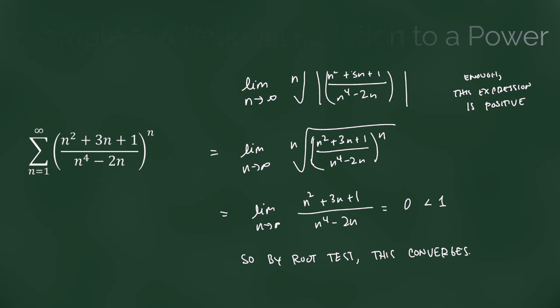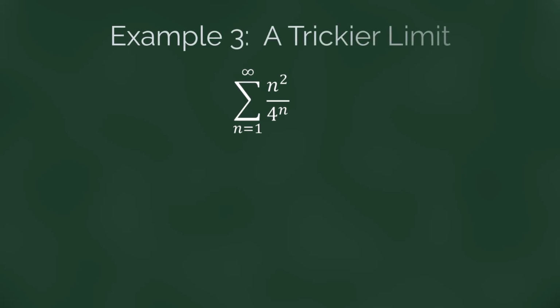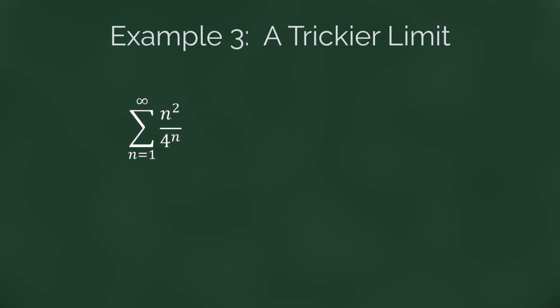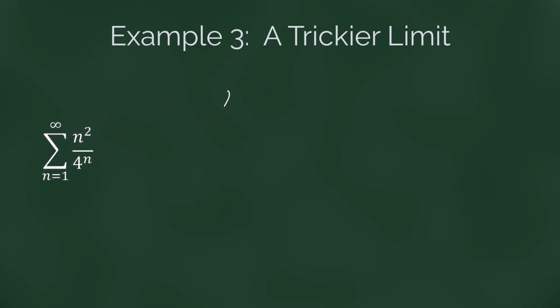All right, we're going to do one more example. This time we're looking at the sum from n equals 1 to infinity of n squared over 4 to the n. We see again we've got an nth power in there, so we might suspect that the root test would be useful to us. So let's examine the limit as n goes to infinity of the nth root of the absolute value of n squared over 4 to the n.